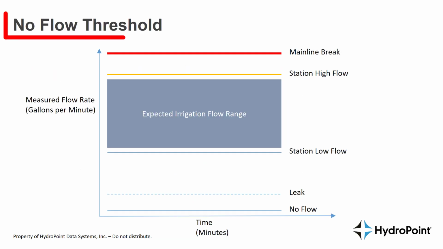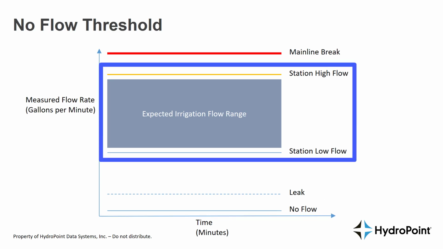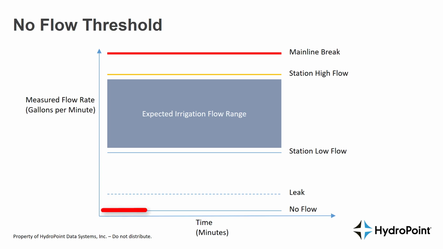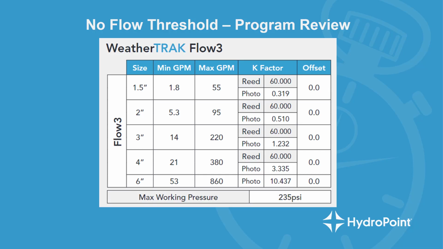The no-flow threshold should be thought of as the minimum system usage, or the lowest expected measured flow on the entire system. So unlike station breaks, which are different from station to station, the no-flow alert is more like the mainline break, in that it's a system-wide setting and is the same for all stations. The no-flow threshold should be set to the minimum GPM that your flow sensor device is capable of measuring.